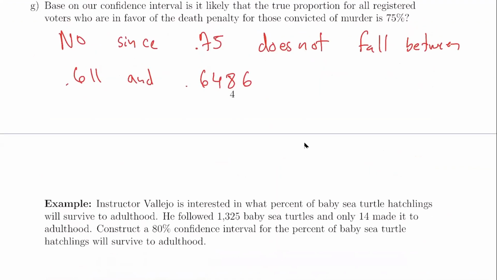For this example, it says Instructor Vallejo is interested in what percent of baby sea turtle hatchlings will survive to adulthood. He followed 1,325 baby sea turtles and only 14 made it to adulthood. Construct an 80% confidence interval for the percent of baby sea turtle hatchlings that will survive to adulthood.